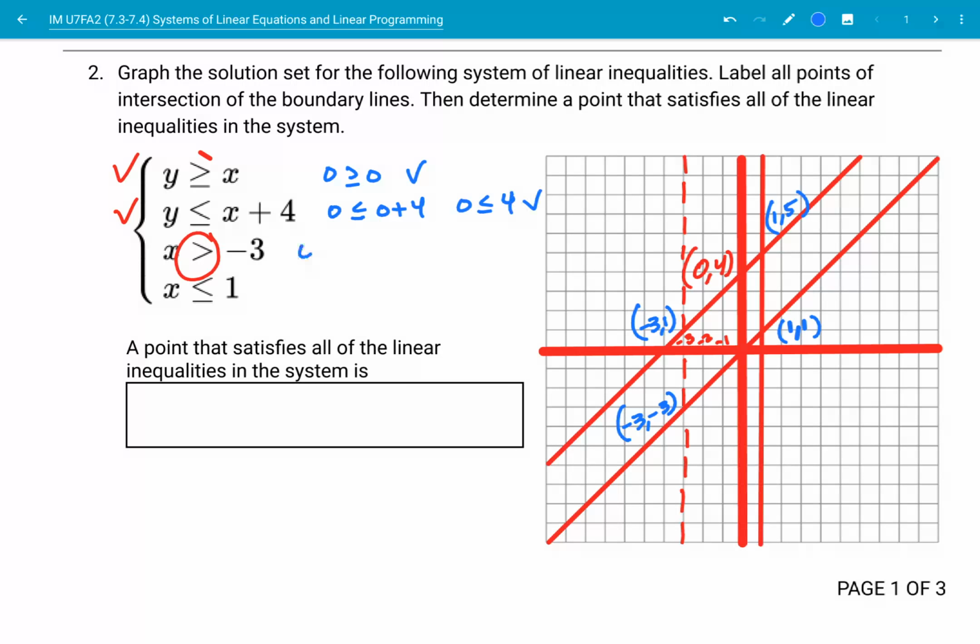Is 0 greater than negative 3? Yes. And then last, is 0 less than or equal to 1? Yes. Okay, so the point 0, 0, if we plug in 0 for x and 0 for y, satisfies all of the inequalities in the system.